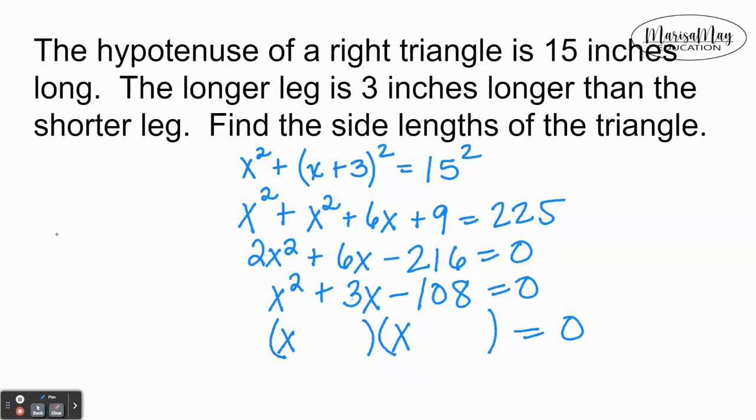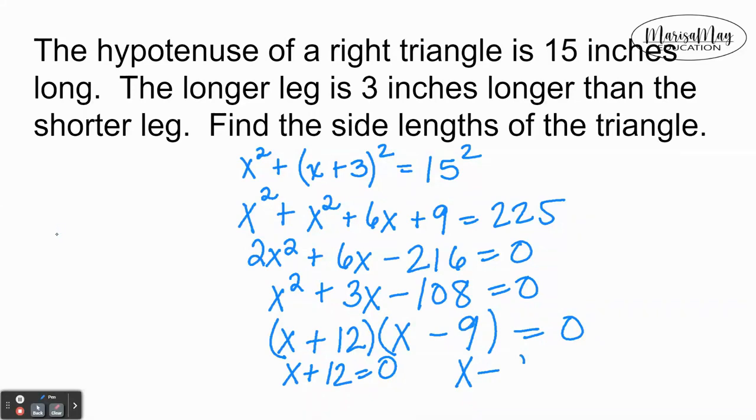And I know the 12 has to be positive because I want to add positive 12 and negative 9 together in order to get the positive 3. So now we take each of these parentheses, the X plus 12, and we set it equal to 0. And we take the X minus 9 and we set it equal to 0. And so then we solve each of those equations.